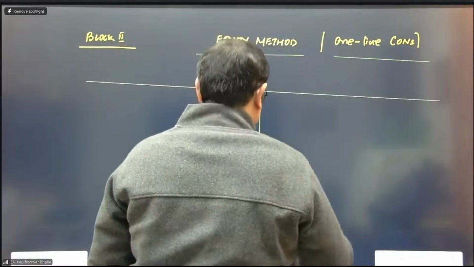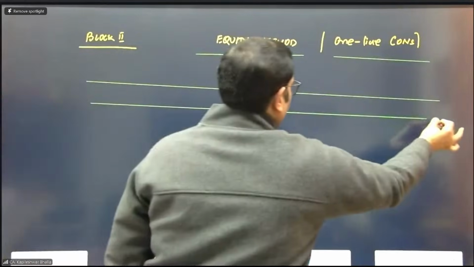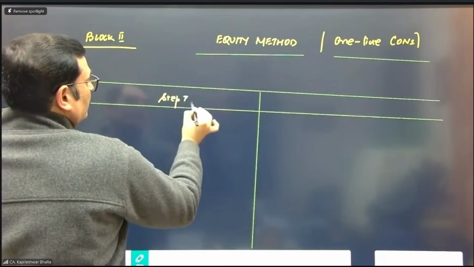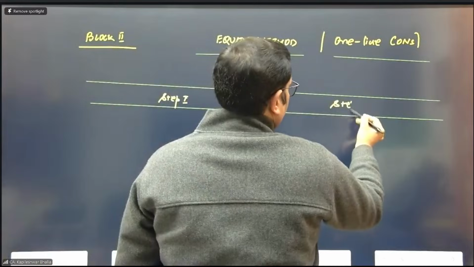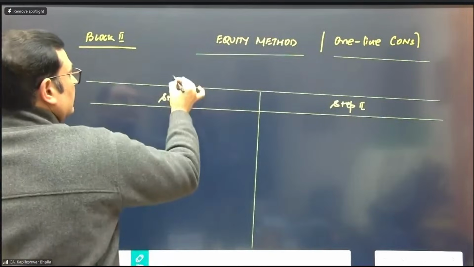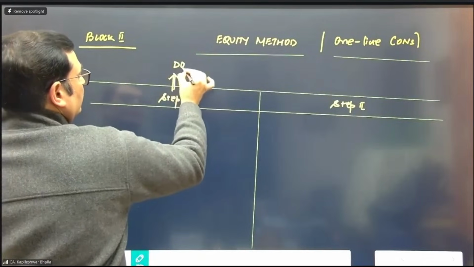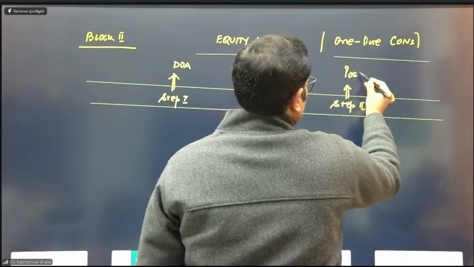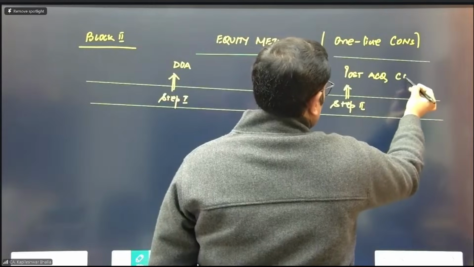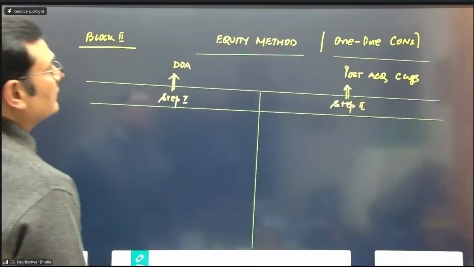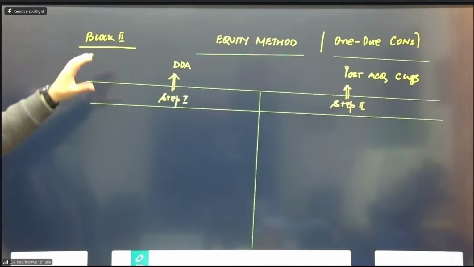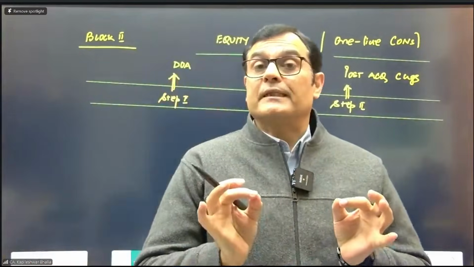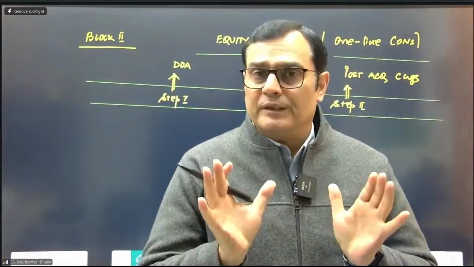I would divide my entire application of the equity method of consolidation in terms of a two-step model, step 1 and step 2. Step 1 is on the date of acquisition, and step 2 is in terms of post-acquisition changes. So we'll divide our accounting of equity method in 2 stages. Let's take a simple example to illustrate this point.